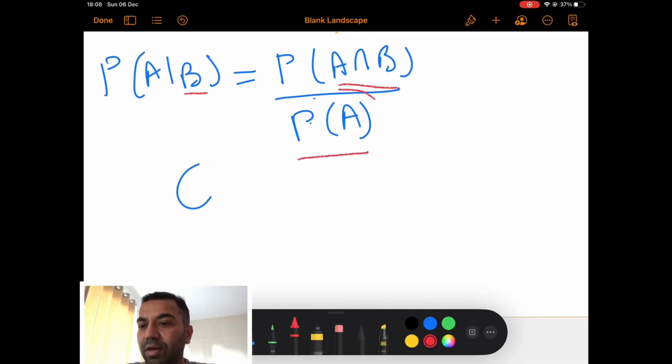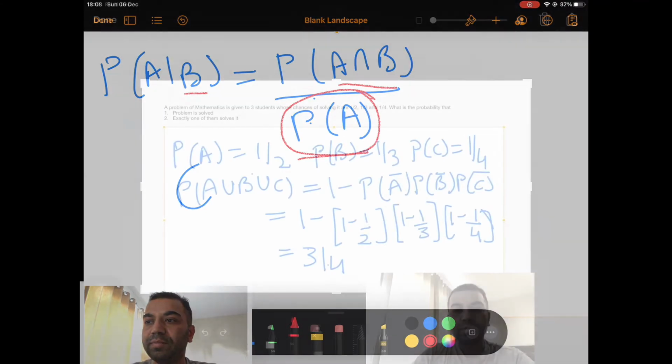You should look at the denominator very carefully. The probability of event A happening when the event B has already happened is probability of A intersection B divided by probability of A. That means probability of A will come in the denominator.